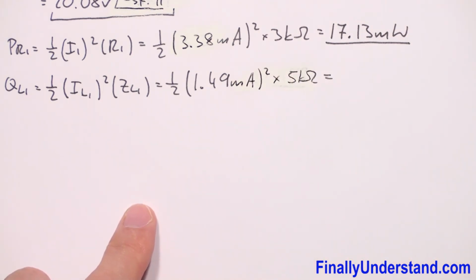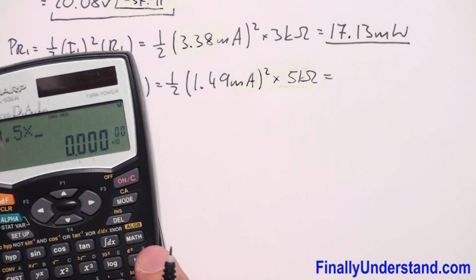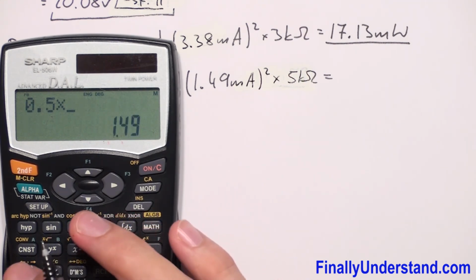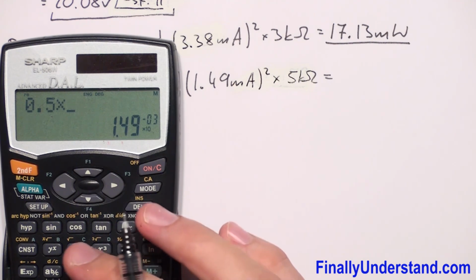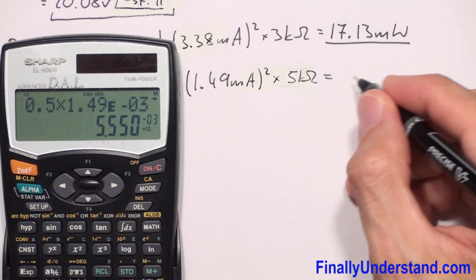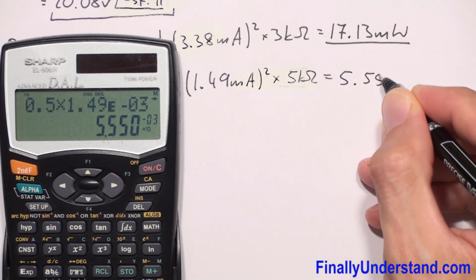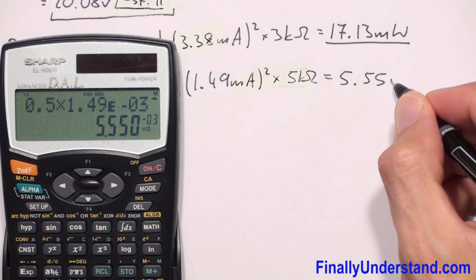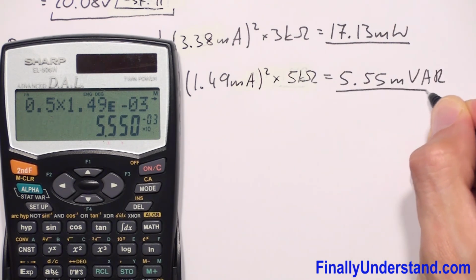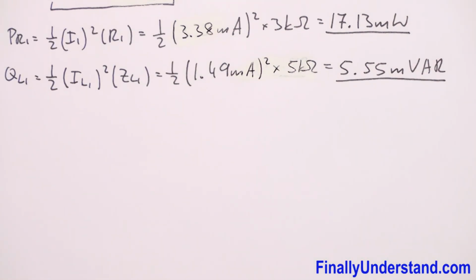And this is equal to 0.5 times 1.49 times 10 to the negative 3, squared, times 5 times 10 to the 3, equals 5.55 millivolt ampere reactive. So this is my reactive power at inductor L1.